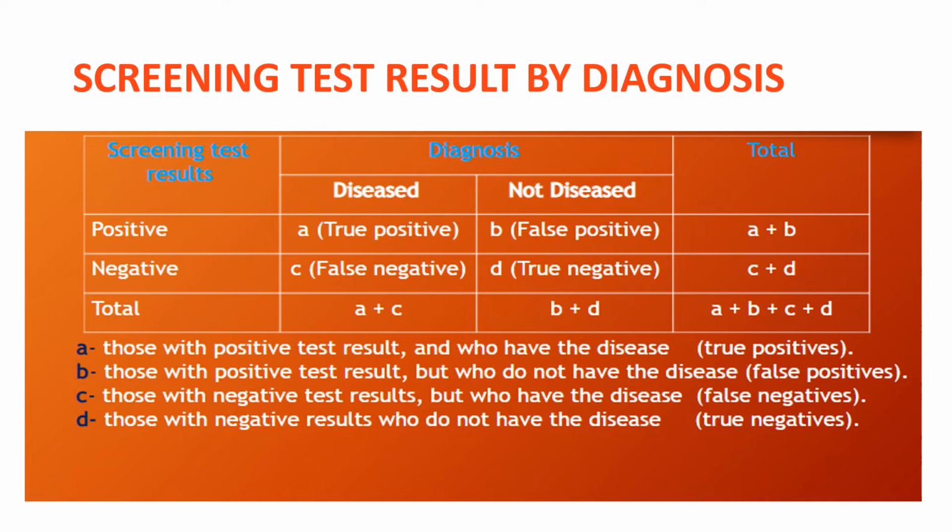Now coming to C, in the second row, they are those cases who are actually diseased but tested negative in the screening test. That is, they are the false negatives. Now coming to D, these are the cases who are not diseased and also tested negative in the screening test. They are the true negatives.